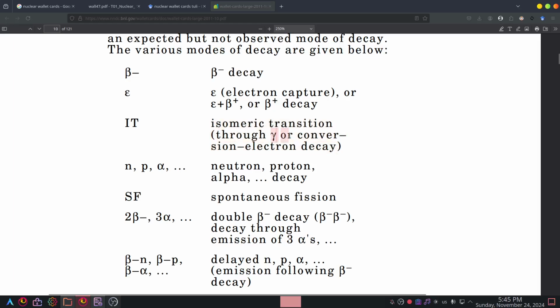I believe it's just gamma decay. Okay, NP alpha, neutron proton alpha decay. SF, spontaneous fission. Some particles do that. I will not talk about it yet.